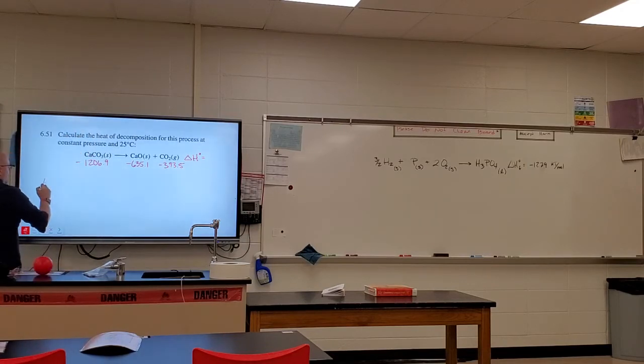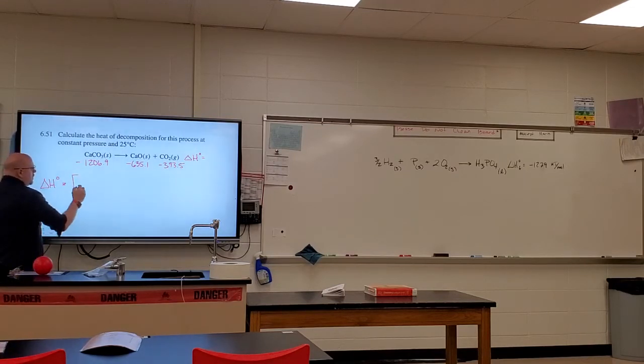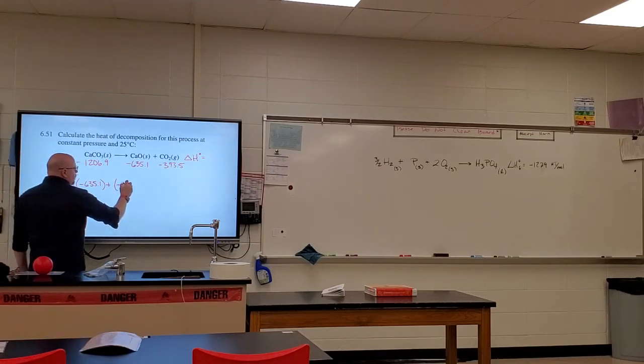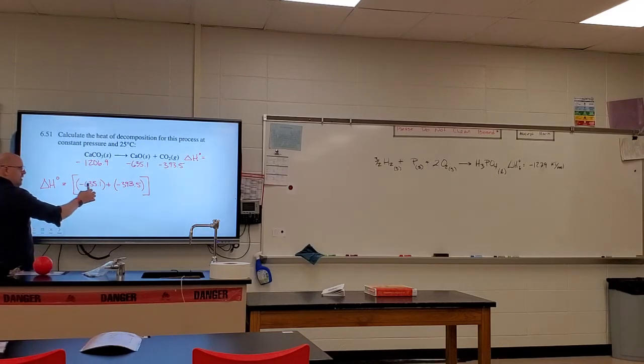Now, our enthalpy for the reaction will end up as a standard enthalpy. If you use standard enthalpies of formation, you're going to get a standard enthalpy. Products minus reactants. So negative 635.1 plus negative 393.5. The reason I'm putting them in all the brackets and parentheses is because if this had a 2, we'd be multiplying by 2 in there, right?